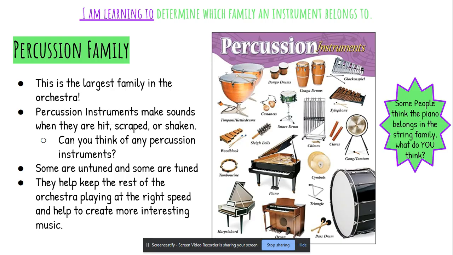Some are untuned and some are tuned. An untuned instrument, like a drum, doesn't have any particular pitch. And tuned instruments, like the piano or the harpsichord or the organ, do have pitch. So they can make different pitches. So they can go C, D, E, F, G, F, E, D, C. But the drum can't do that. The drum just has one pitch.